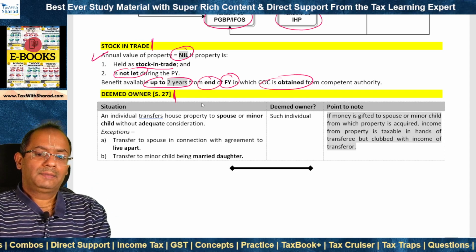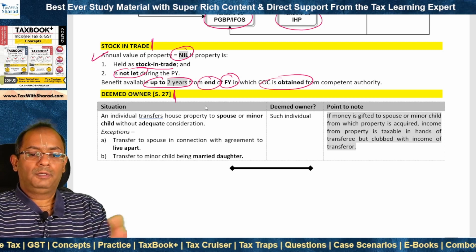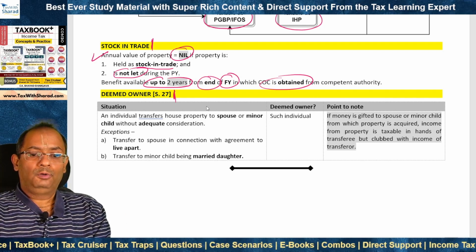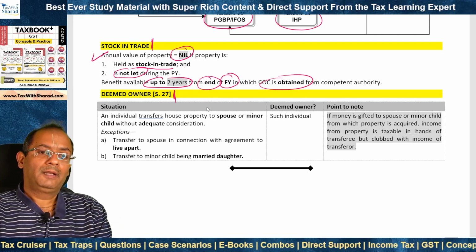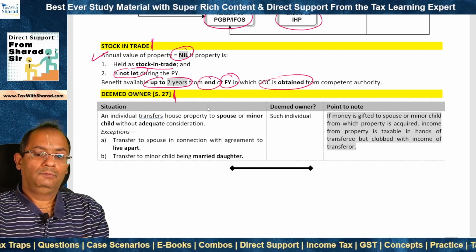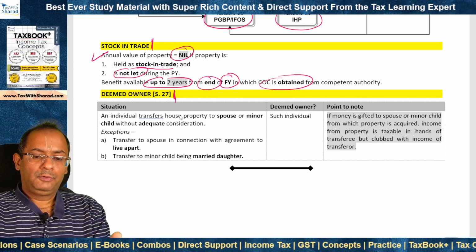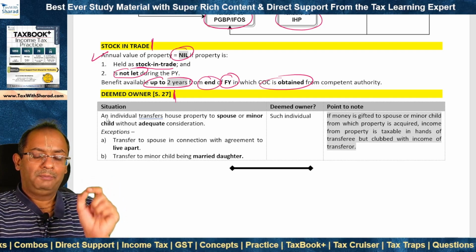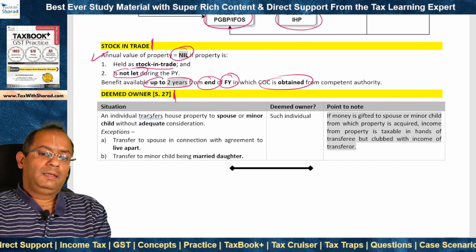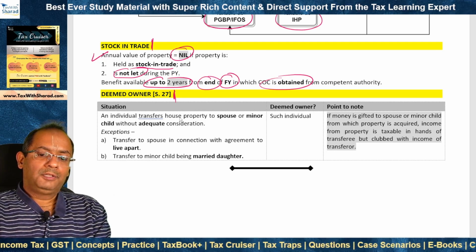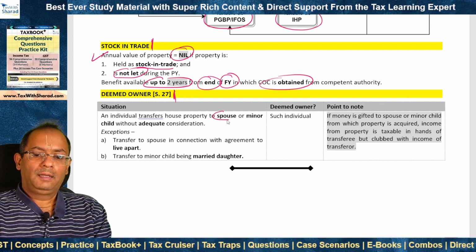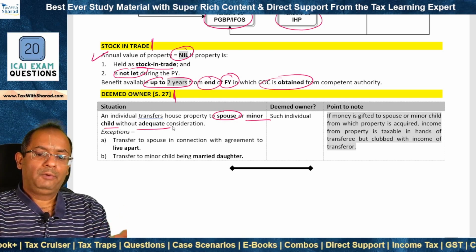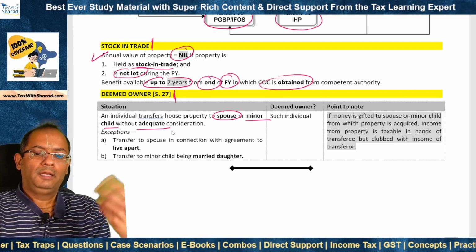In certain cases, the transferor of the house property is deemed owner and therefore taxable on account of income from that property, even if the transferor is no more the legal owner of that property. There are certain situations, but we will discuss only one situation relevant from an exam point of view. And that is where an individual has transferred the house property to either his or her spouse or the minor child without adequate consideration, that is as a gift or for inadequate consideration.